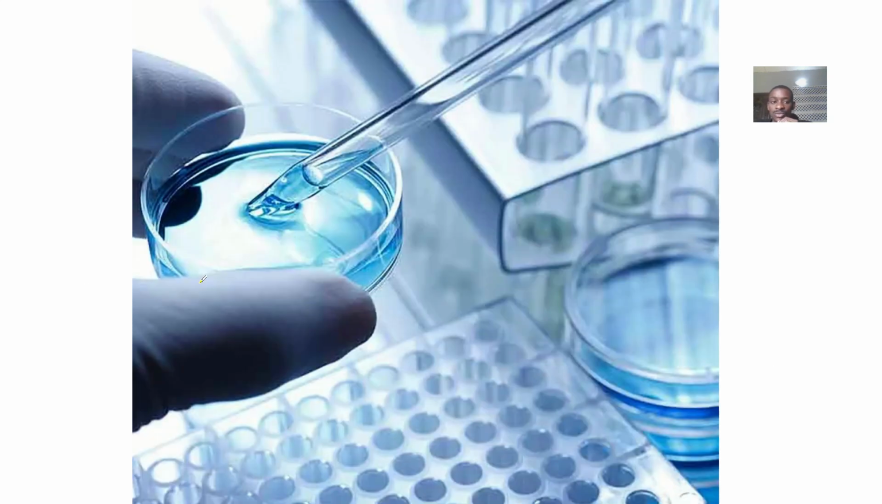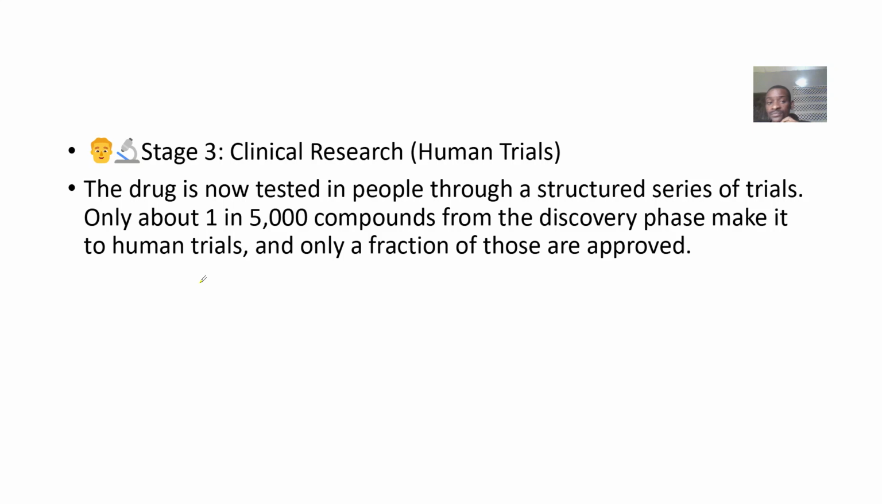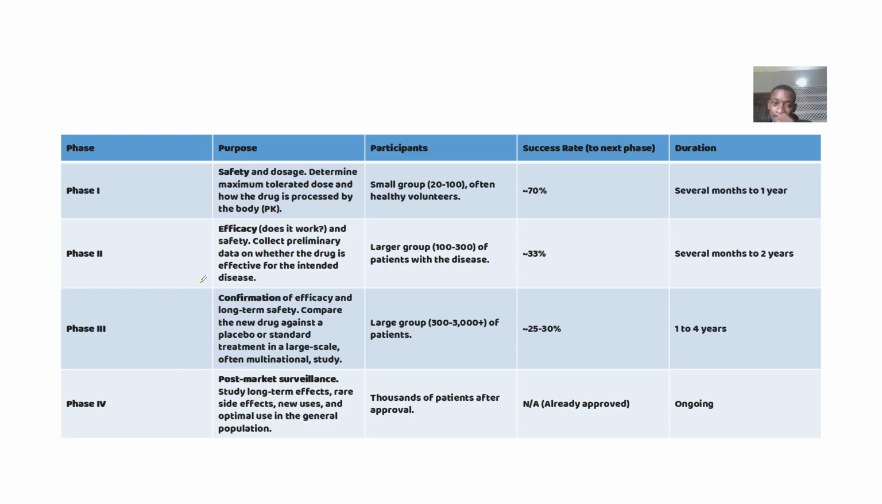Stage 3 is clinical research, where you do human trials. The drug is now tested in people through a structured series of trials. Only about 1 in 5,000 compounds from the discovery phase will even make it to human trials. So under stage 3 there are phases.